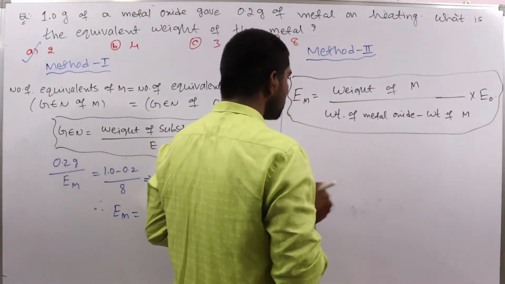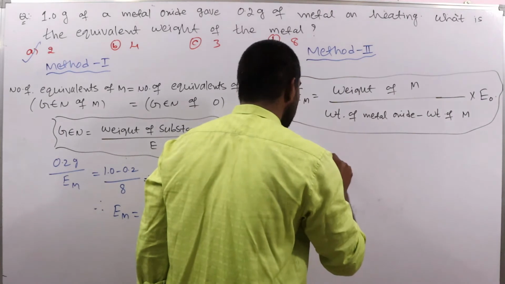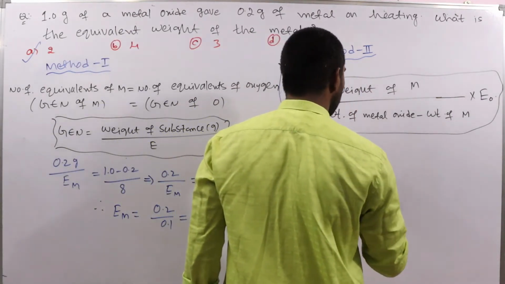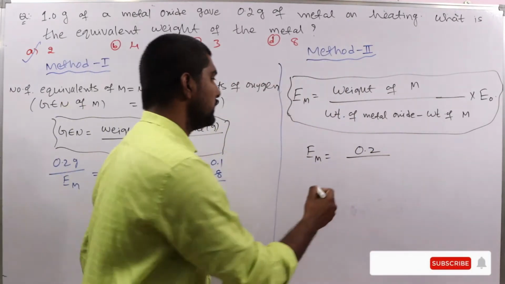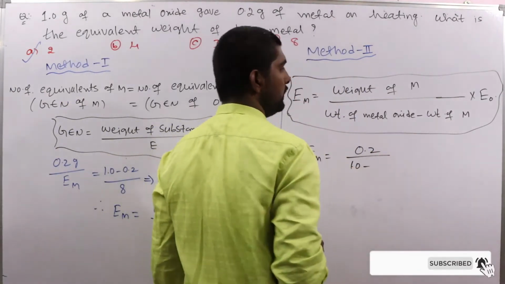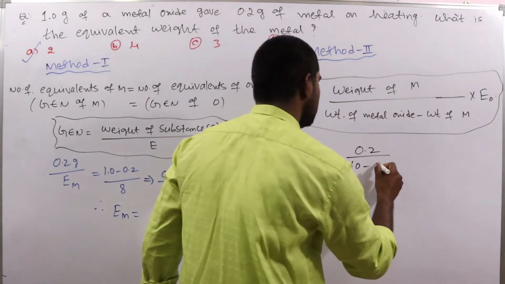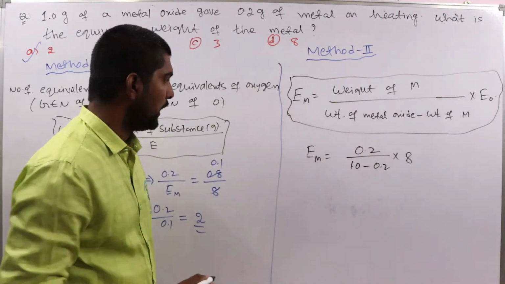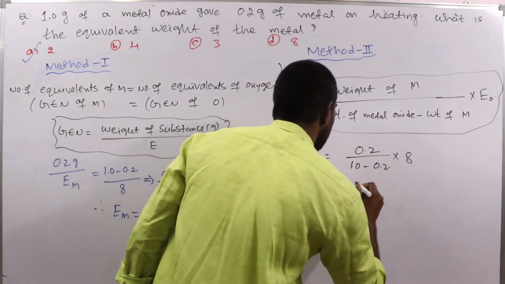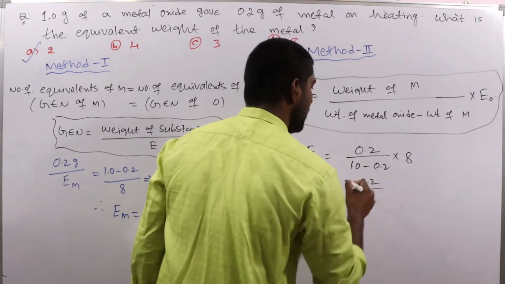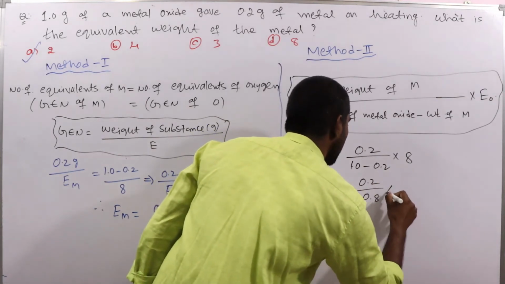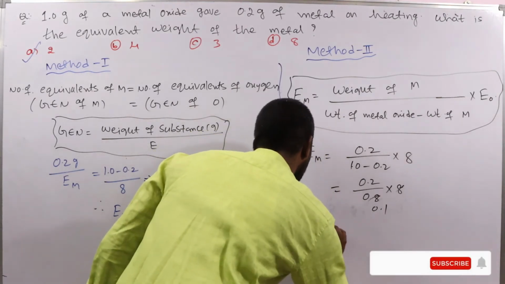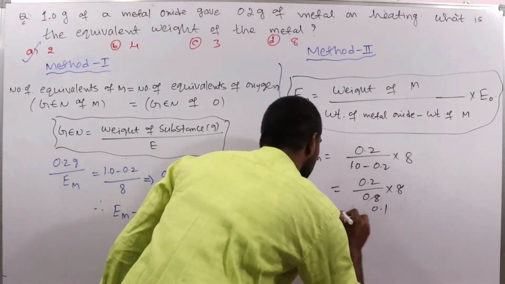Now if you substitute the provided values, the weight of metal is 0.2 gram, the weight of the metal oxide is 1, and the equivalent weight of oxygen is 8. So if you simplify this, it is 0.2 by 0.8 into 8, so 0.1. Therefore, the equivalent weight of metal equals 2.